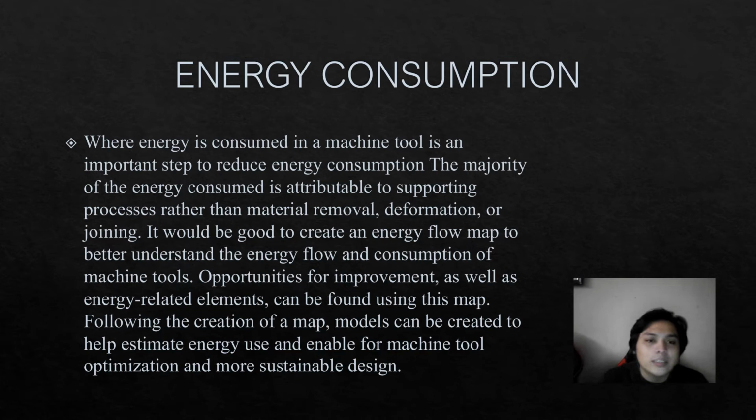So in this part, I'll be explaining the energy consumption. When energy is consumed in a machine tool, reducing energy consumption is an important step. The majority of the energy consumed is attributable to supporting processes rather than material removal, deformation, or joining. It would be good to create an energy flow map to better understand the energy flow and consumption of machine tools. Opportunities for improvement as well as energy-related elements can be found using this map.